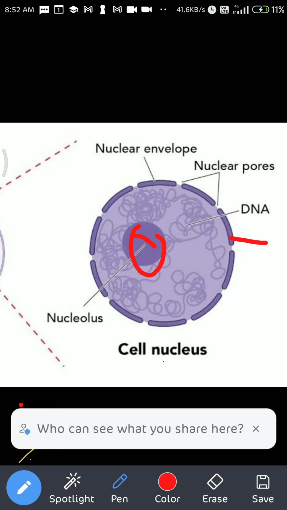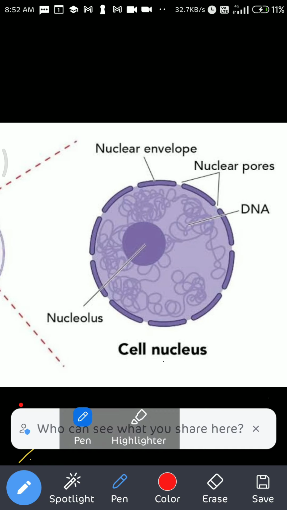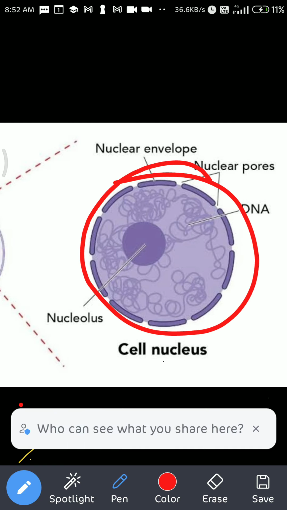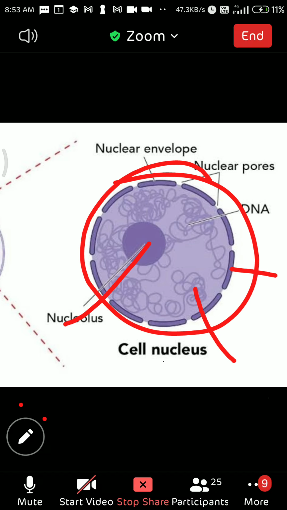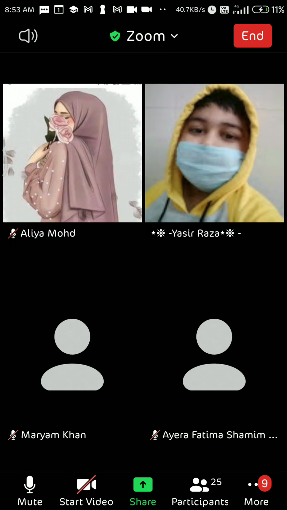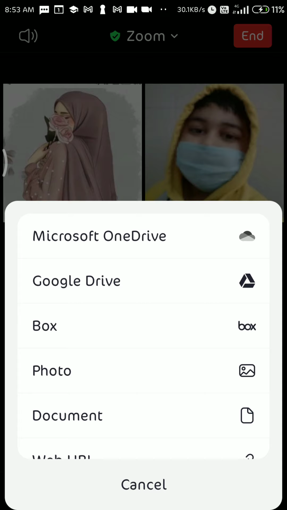Inside, this is the whole nucleus, and this is the nuclear membrane. This is DNA. These are nuclear pores. This is nucleolus. So this is the well-defined structure of a nucleus. Now I'll show you a primitive nucleus also. This is eukaryotic nucleus. I'll show you the primitive nucleus also.